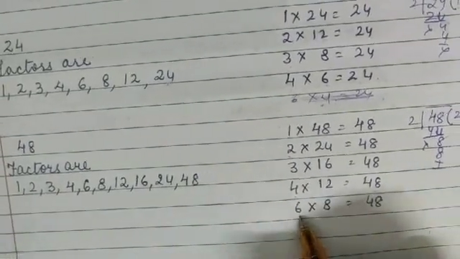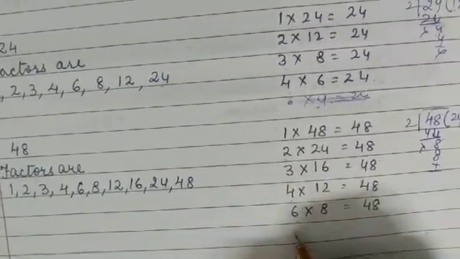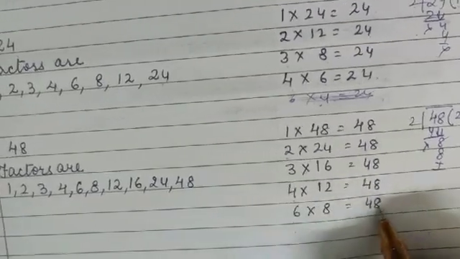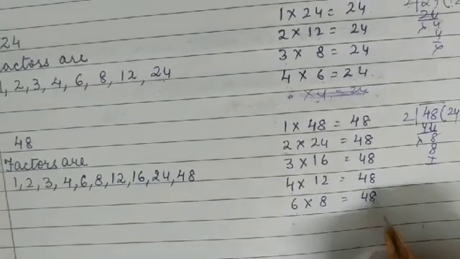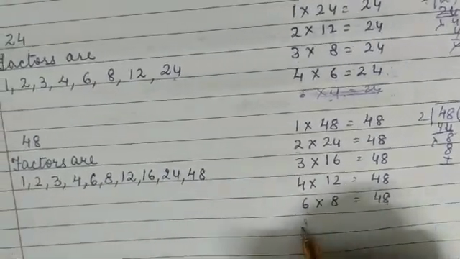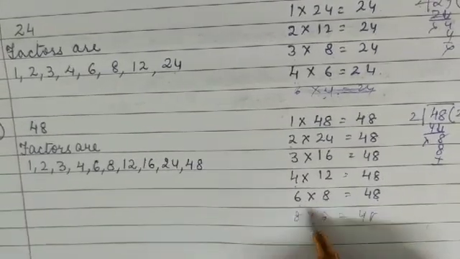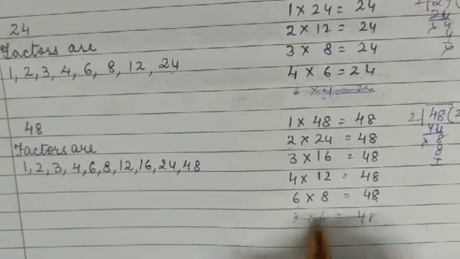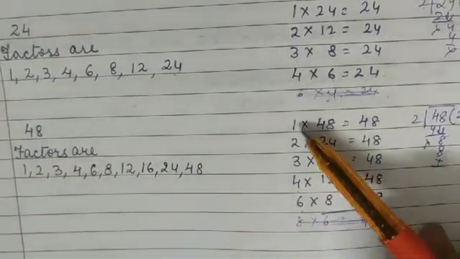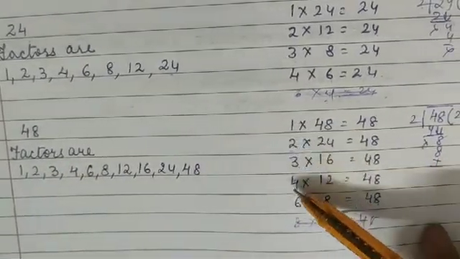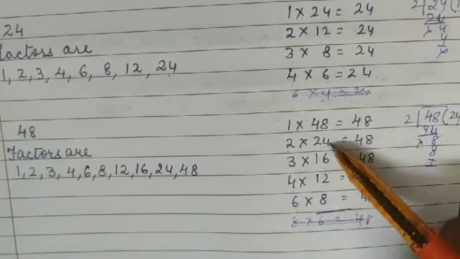Then after 5, 6. 6 8s are 48. Okay, then after that 7. In the table of 7, we will not get 48. Then after that, table of 8. 8 6s are 48. Again, the same numbers are repeating, so we will not write this number. We will stop here only. Clear? So we have the factors 1, 2, 3, 4, 6, 8, 12, 16, 24, 48.